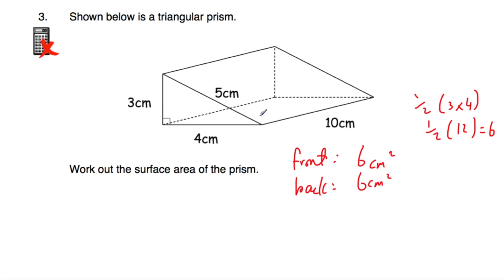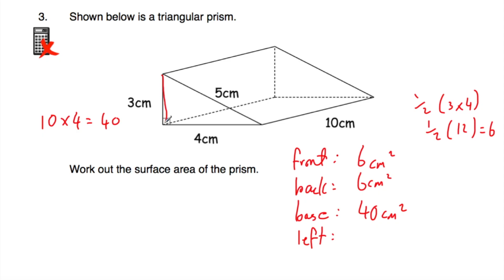So the bottom is a rectangle. It's got a length of 10 centimeters and a width of 4 centimeters. So the bottom, or the base, of this triangular prism, we're going to do 10 times 4, and 10 times 4 is equal to 40. So the area of the bottom, or the base of this triangular prism, is 40 centimeters squared. Okay, so we found the area of 3 of the faces. Now we just need to do this slanted face here, and we also need to do the area of the left-hand face.